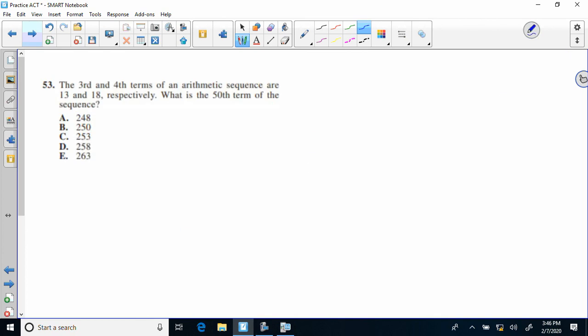Number 53, the third and fourth term, so 1, 2, 3, 4, the third and fourth term of an arithmetic sequence are 13 and 18 respectively. What is the 50th term of that sequence? So I went back and found my first. Arithmetic means you're adding between terms. So 13 plus what was 18? And you would say I added 5 to get my next term. So I'm going to subtract 5 going backwards, and it gives me my first term was 3.